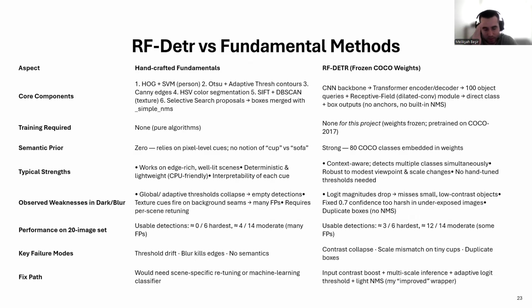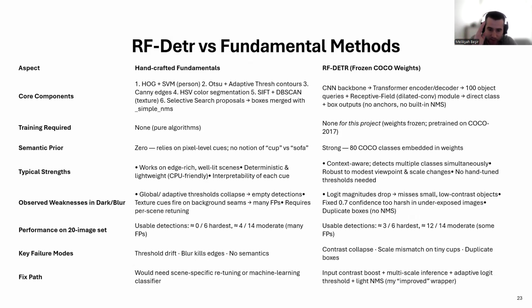There is a comparison of RFDTR with the fundamental methods. This comparison reveals something profound about the nature of these two approaches. Classical computer vision approaches have zero semantic prior. They rely purely on pixel level cues with no understanding of what a cup or what a sofa means. It's deterministic and interpretable, but brittle when real world conditions violate its assumptions.